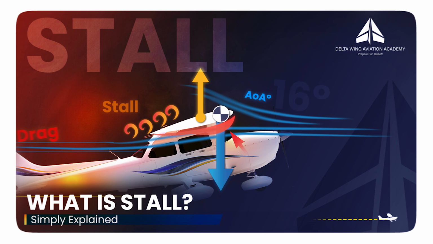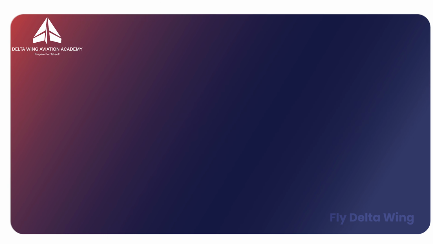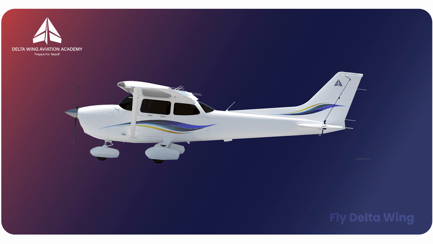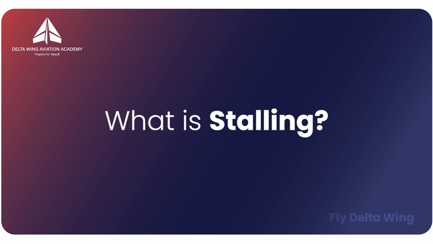Today, we will be discussing what a stall is. Fasten your seatbelts as we prepare for takeoff and get a bird's eye view of the details from the sky. When an airplane stalls, its engine doesn't stop, nor does the airplane fall out of the sky. So what is stalling all about?